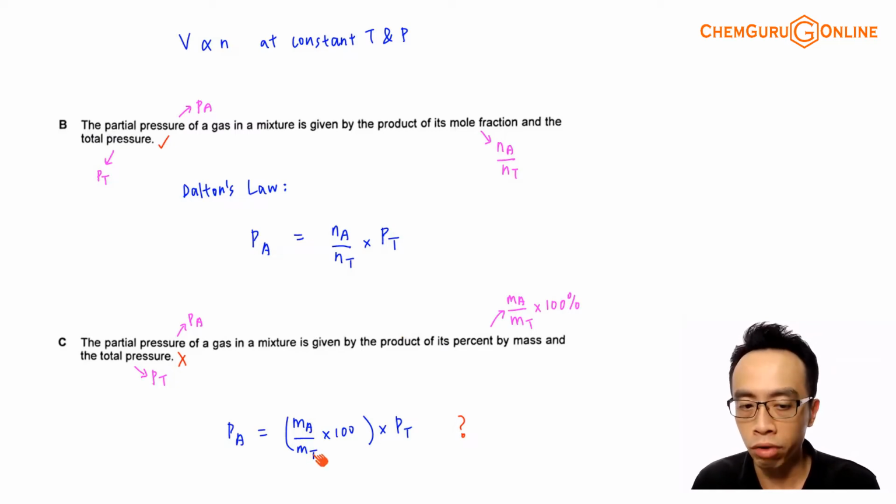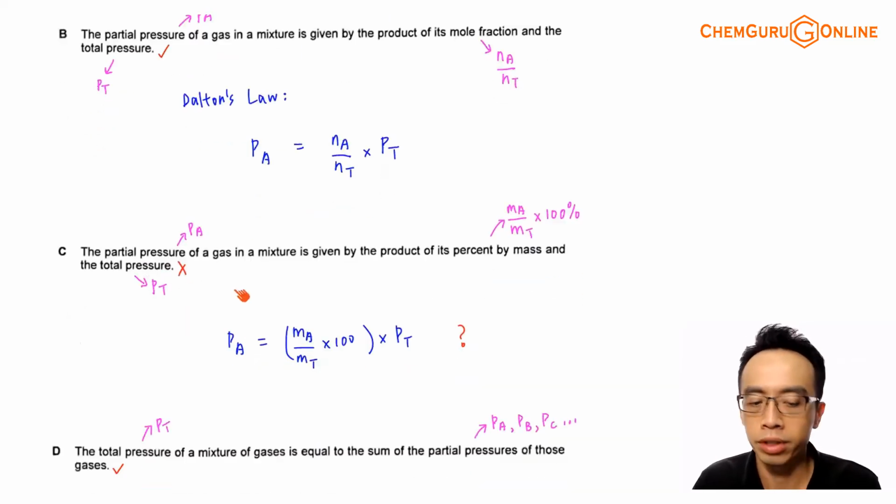So C is definitely wrong. And there's no such equation or there's no such law quantifying option C. So C is definitely wrong. Finally, let's look at option D.